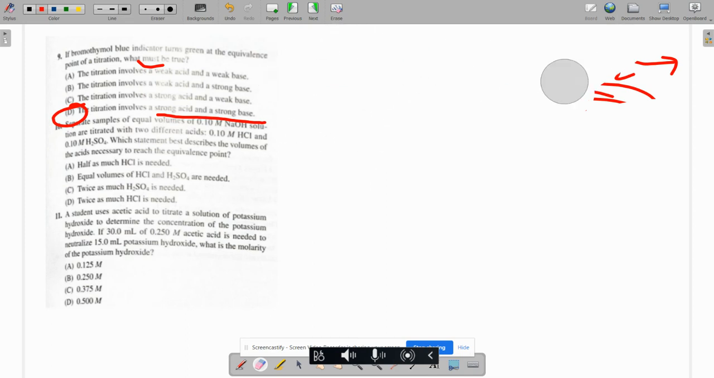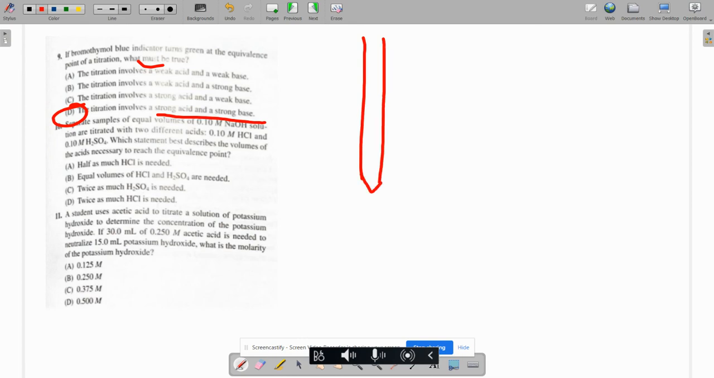Let's see, how about number 10? It says separate samples of equal volumes of 0.1 molar NaOH are titrated with two different acids, 0.1 molar HCl and 0.1 molar H2SO4. Which statement best describes the volume of acid needed to reach the equivalence point? Make sure you're visualizing this. The burette is the acid, because it says the NaOH was titrated with the two different acids.